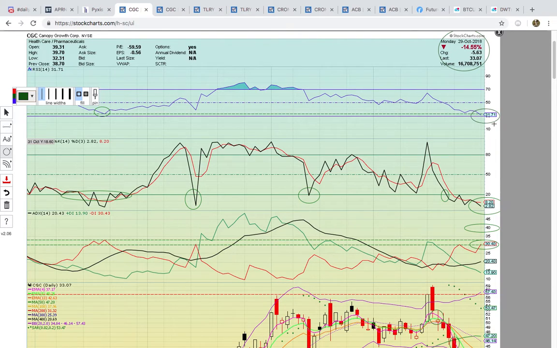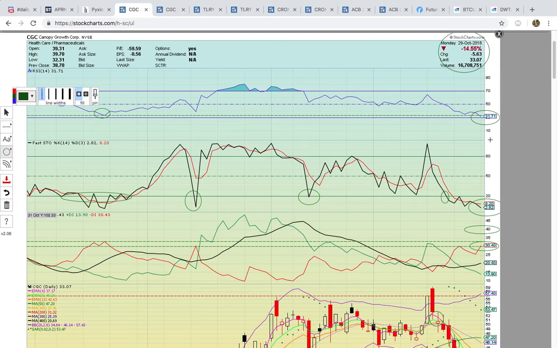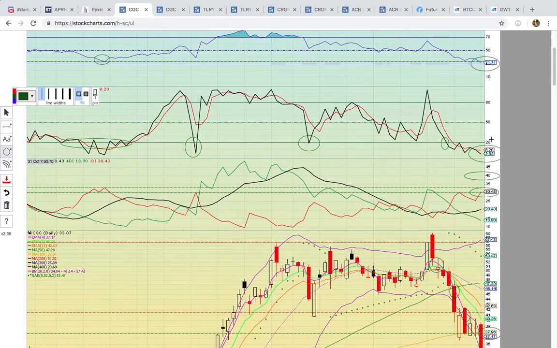Let's look at CGC here first, closed down 14%. It is hitting 31 on RSI, and this is a level that it did bounce off of in the past. So keep an eye on it, getting down here at 30, maybe below 30 on RSI. That would be a good setup for a technical bounce.